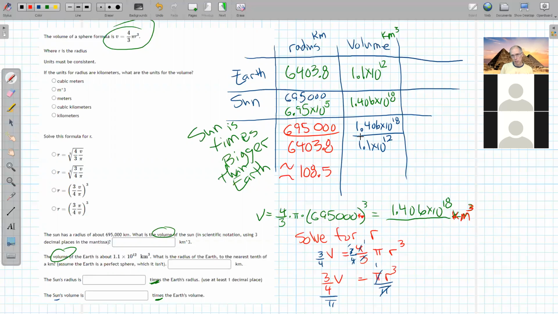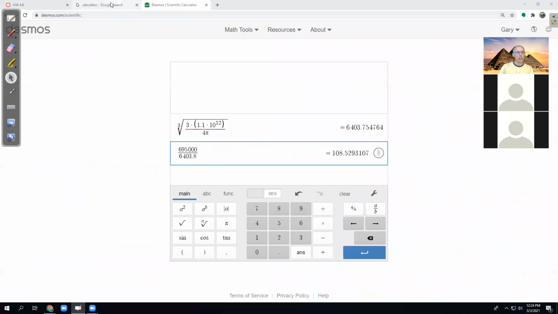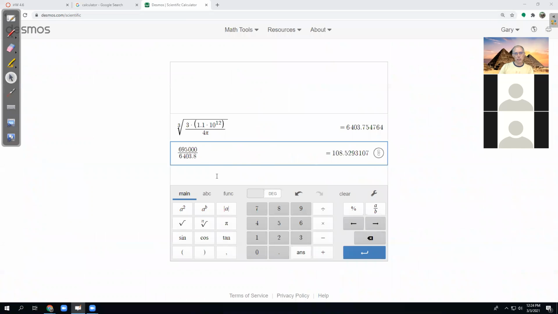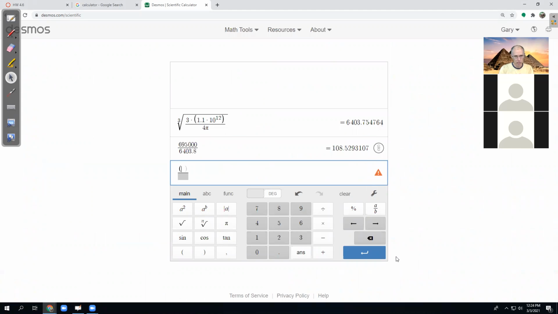On some calculators, you may need parentheses. On the Google calculator, I do. On the Desmos calculator, I don't, because Desmos stacks those fractions. So we always have to pay attention to when we need parentheses. You can always put them in if you're not sure. As long as you use them right, they won't hurt. So I'm going to put them in just for fun.